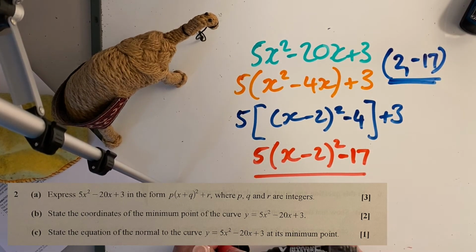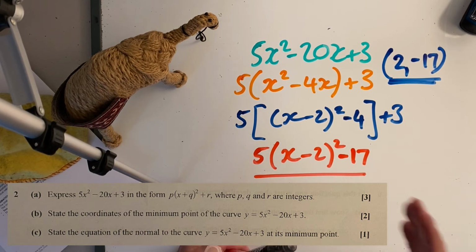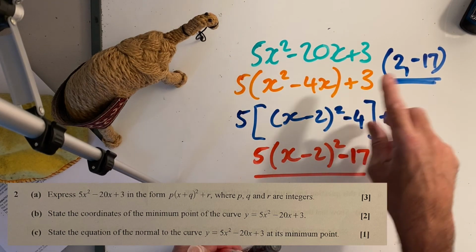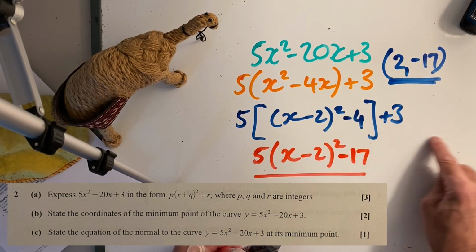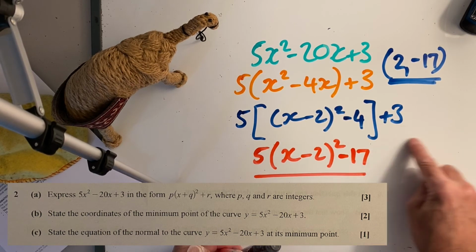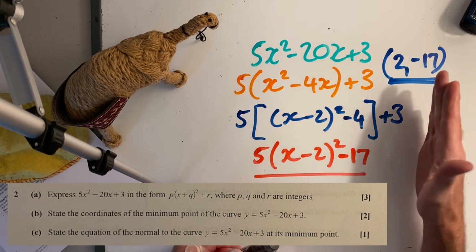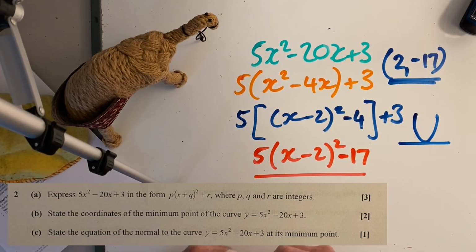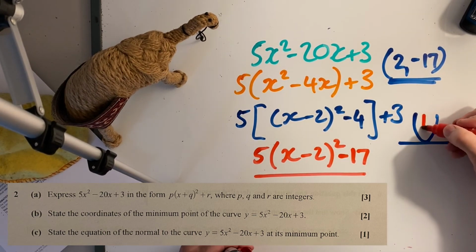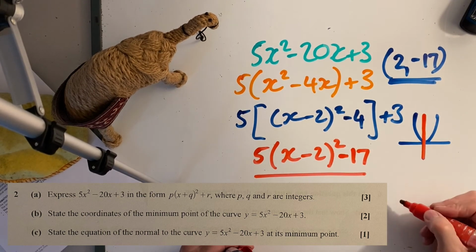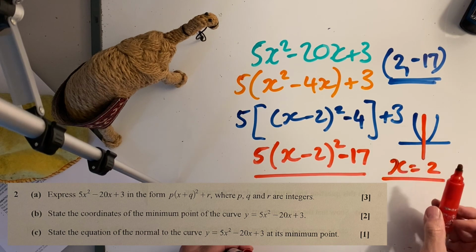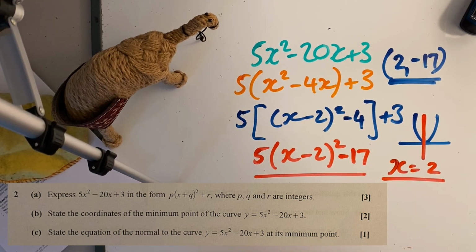That's the minimum point. And we know the minimum point, because on part C it says state the equation of the normal. Well, if we were to sketch this out, we'd have a quadratic and a minimum point, and the tangent would be there. So actually, there we go. And what we want to do is the normal is perpendicular, and that's actually the mirror line, x equals 2. So the normal would be your mirror line, x equals 2.